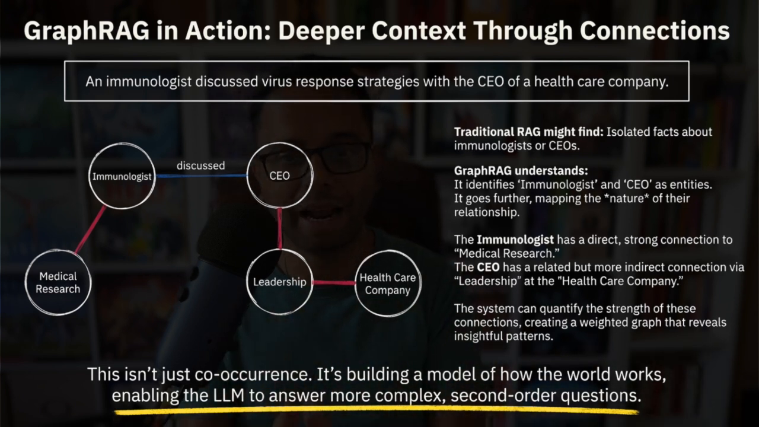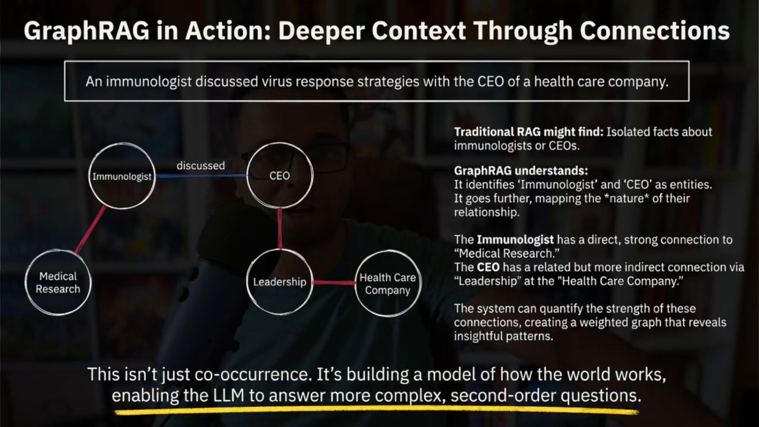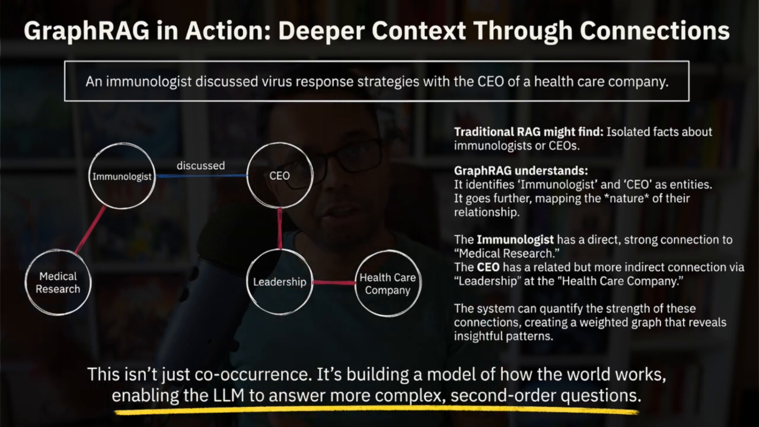But a GraphRAG identifies through this entity relationship that immunologists and CEOs have different entities attached to them. So it goes further than RAG to understand the nature of their conversation or relationship and what insights it can get. The immunologist has a direct and strong connection to medical research, as you can see in the picture, right? The CEO has a direct connection with leadership and the healthcare company, or maybe other companies that he or she has worked on.